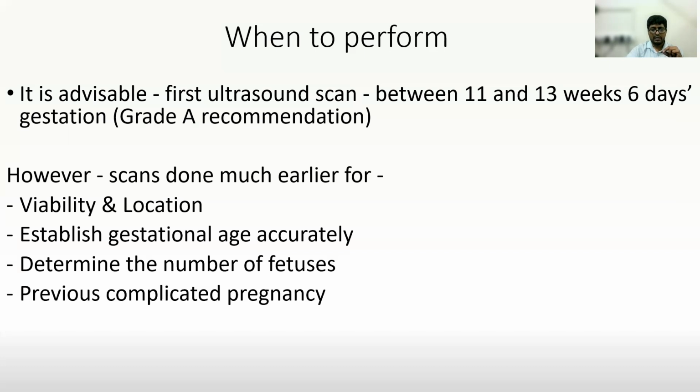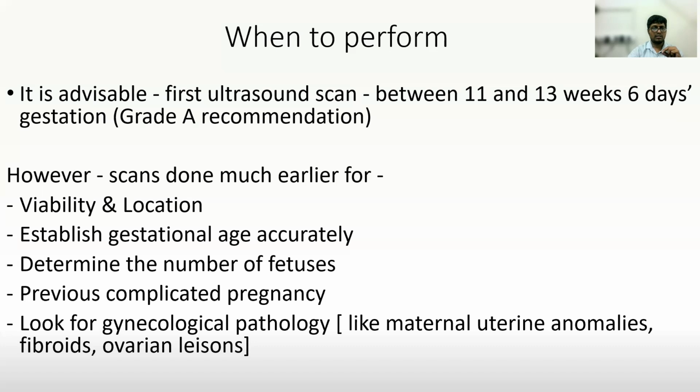And in case of a previously complicated pregnancy like abortion or fetal anomalies, earlier scans to confirm a viable fetus will relieve a lot of apprehension for the couple and for the doctor as well. The other thing is to look for gynecological pathologies like septate uterus, unicornuate uterus, and any other uterine anomalies, any other uterine lesions like fibroid, which can complicate pregnancy at a later date. It can also be used to look at any ovarian lesions or functional cysts, which can complicate pregnancy. So these things have to be documented.